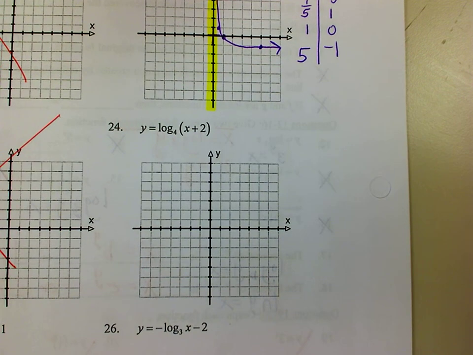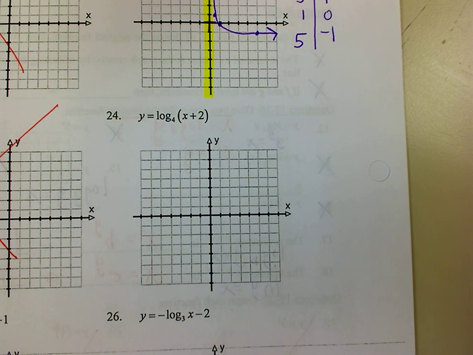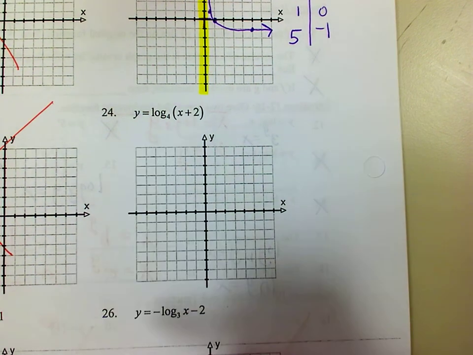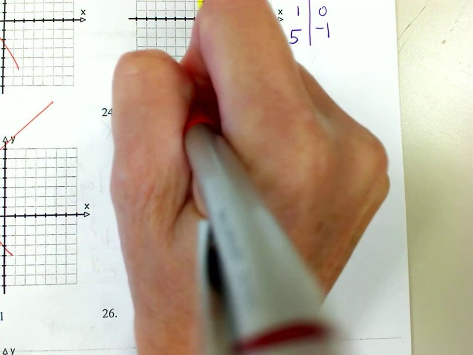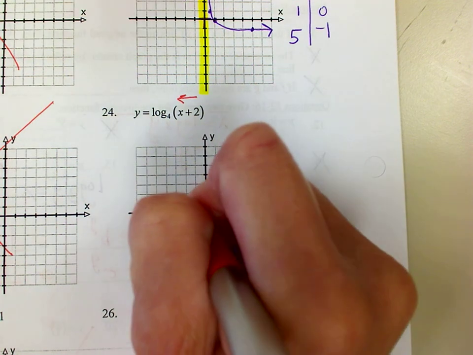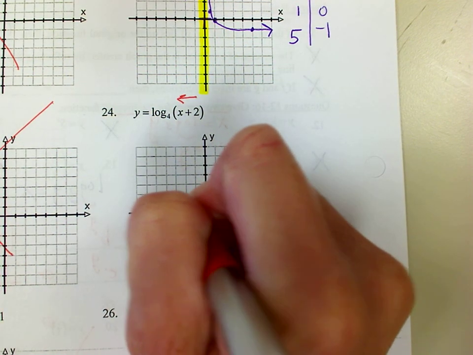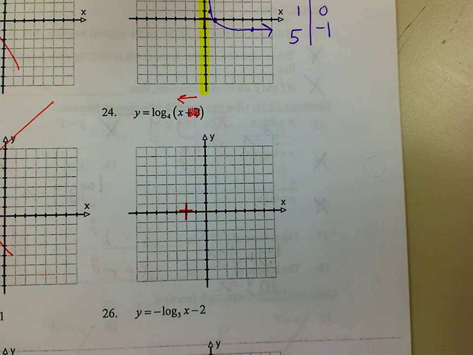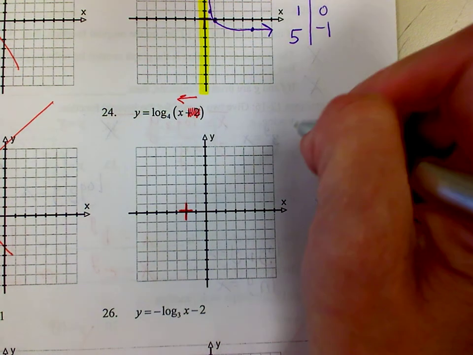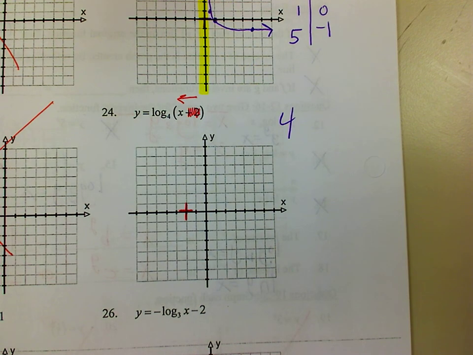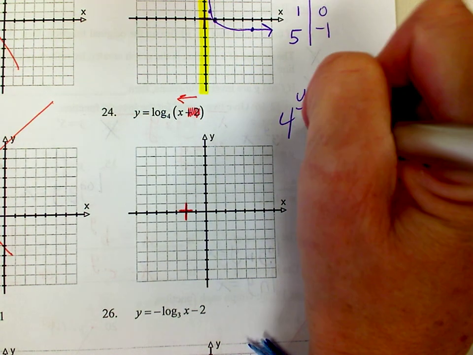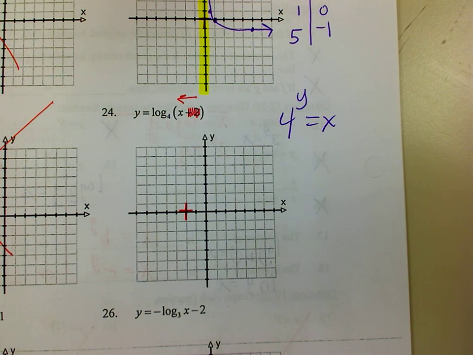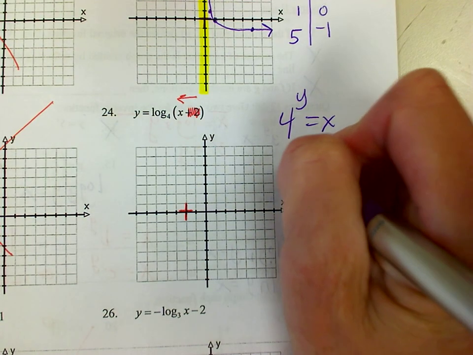Okay, 24. Before I write my exponential form, I need to move my origin. I didn't have to do that on the one before because I didn't have any extra numbers. But this is x plus 2. So I need to go to the left 2. That is my new origin. So I don't really care about this 2 anymore. So now I'm going to rewrite it. So 4 is my base, and then it's going to be 4 to the y power equals x is what I mean, sorry.